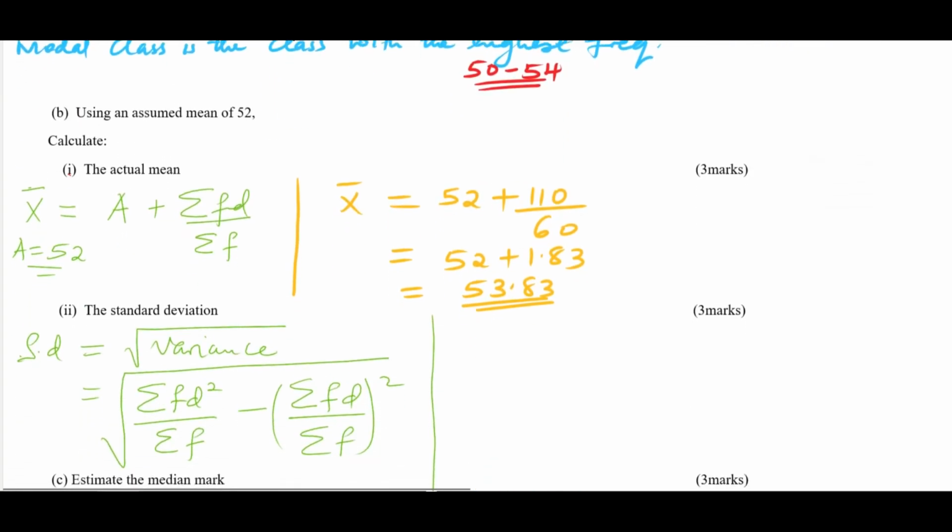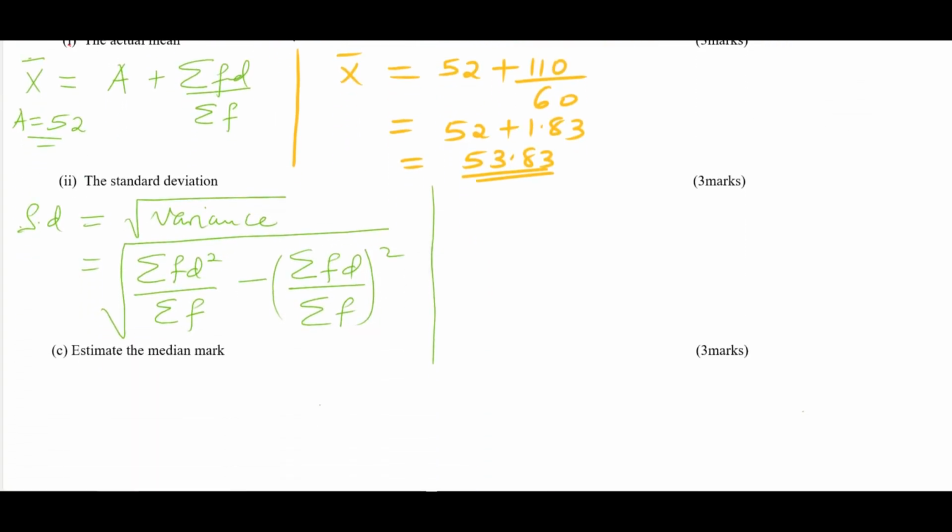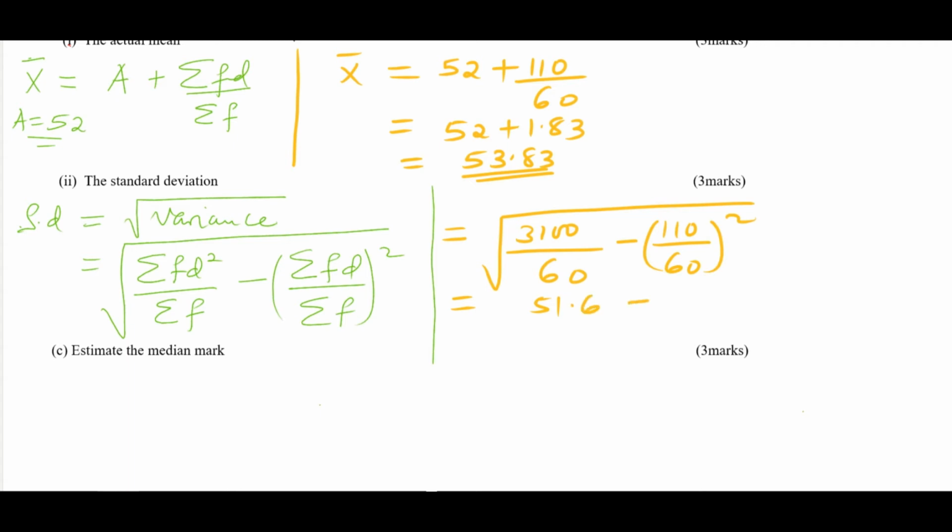Now let's go to working out. So the standard deviation will be given by the square root of the summation of fd squared, which is 3100, divided by summation of f, minus 110 (we had already got that) over 60, all squared. This gives 51.6, that is 3100 divided by 60.